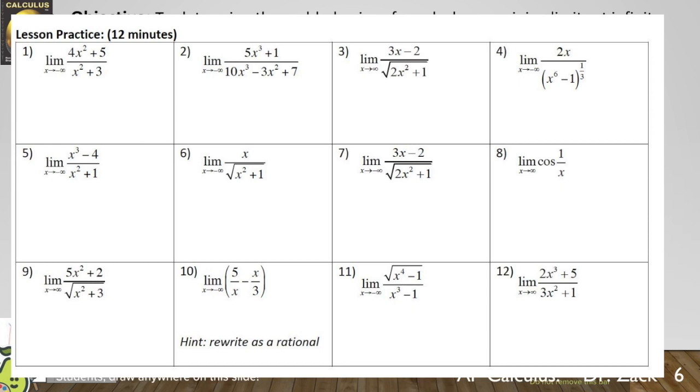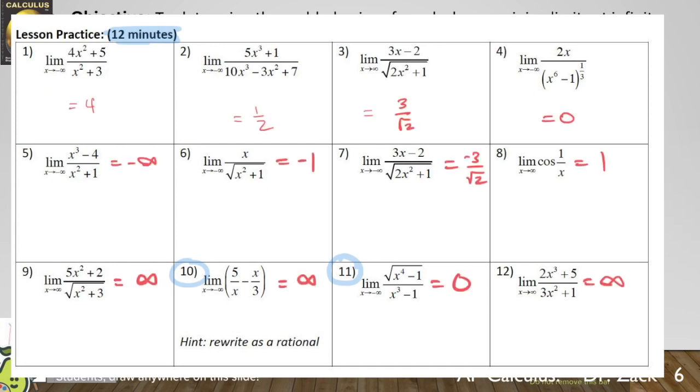Okay, so this is oddly specific, but set your timer. I want you to work on this next set of questions for 12 minutes only. There's a couple of hints for number 10. You want to rewrite as a rational. You're going to use that algebra idea for number 11, and the rest should be pretty straightforward. So pause now. Check your problems after you've given them a try. Check through your answers. Let me know if you're having any difficulties.